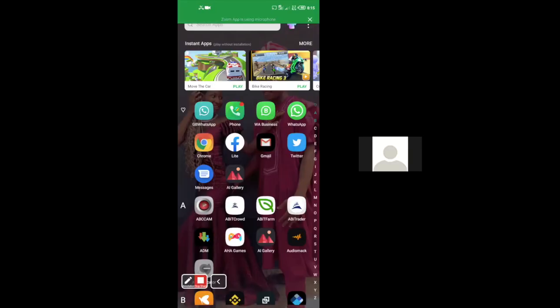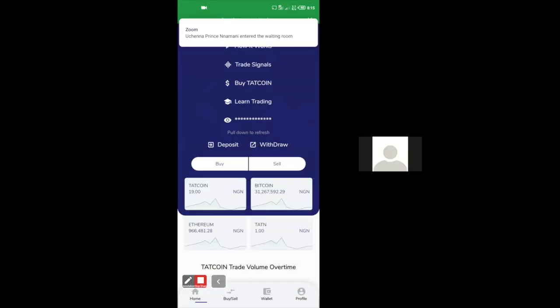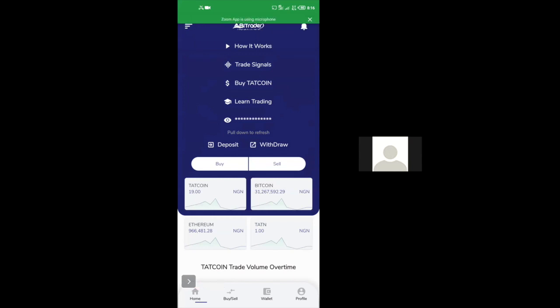So quickly, let's just get started with what we are going to talk about today, which is peer-to-peer. I would show us how to use the peer-to-peer. Can everyone see my screen?